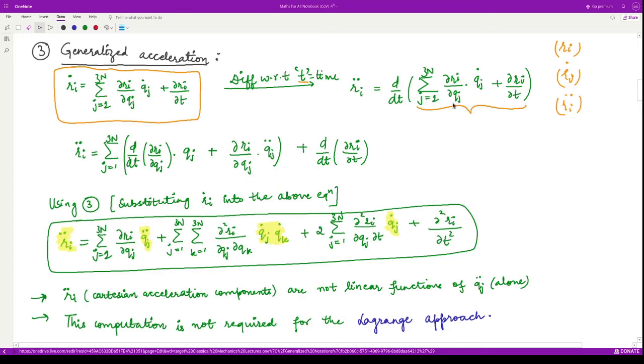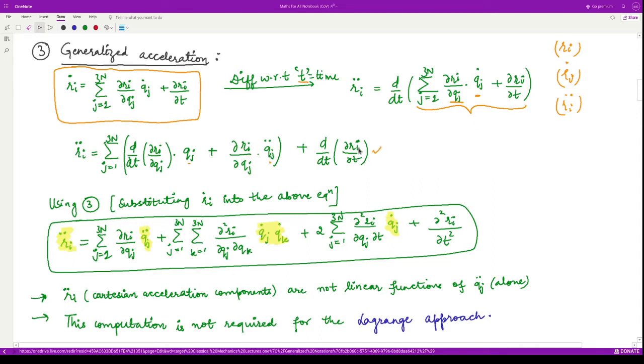So in the first factor we have two terms, so we have to apply the product rule for differentiation, right? We'll take the derivative of the first term first, keeping the second as such, and then we'll differentiate the second term keeping the first term as such. So it would be d/dt of del Ri divided by del qj into qj dot as such, and then the first term as such, the derivative of this with respect to time would be qj double dot over here, and then the derivative of this term would simply be this.